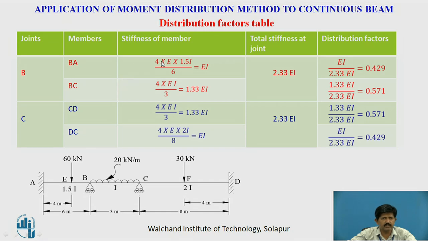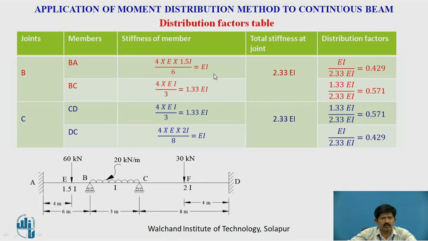So, the stiffness is 4 EI upon L. Here I of this span is 1.5 times I. So, 4 EI upon L will give you EI. For span BC, again this is continuous, so it is considered as fixed. So it is again 4 EI upon L. Here I is equal to I. So here 4 EI upon L will become 1.33 EI.